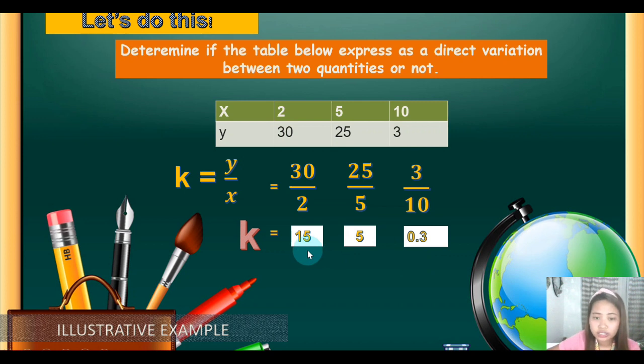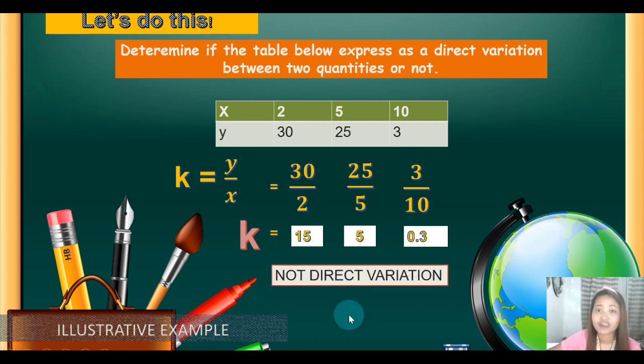Therefore, as you can notice, the values of k are not the same: 15, 5, and 0.3. Therefore, we conclude that this table is not a direct variation.